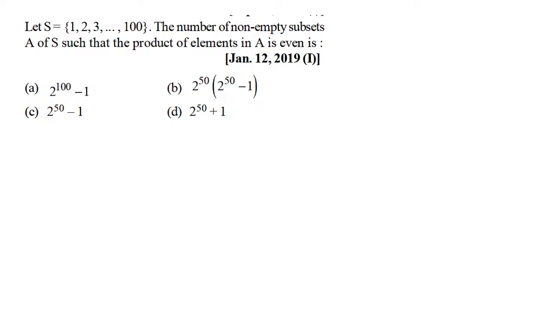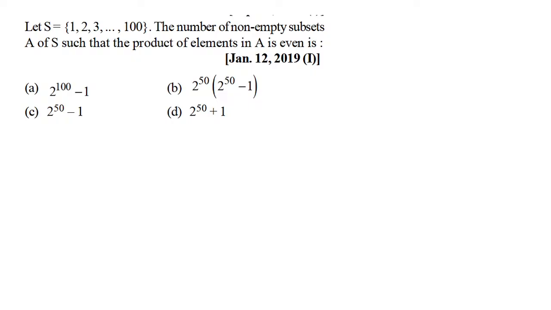So there's the set S containing the first 100 natural numbers. The number of non-empty subsets, we are calling that subset A. So number of non-empty subsets A of S such that the product of elements in A is even is. See here, non-empty means what? Non-empty means there should be at least one element of set S in the subset A.